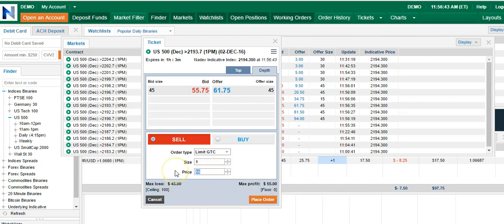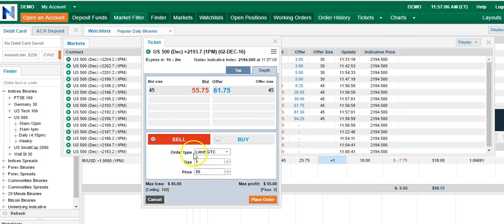So if I change this number to say 20, you will see my max loss is 80. So I'm actually paying $80 for that trade, and my max profit is only $20. So that's the easy shortcut way to do it, rather than doing the numbers and so forth. Just take a look at the max loss.